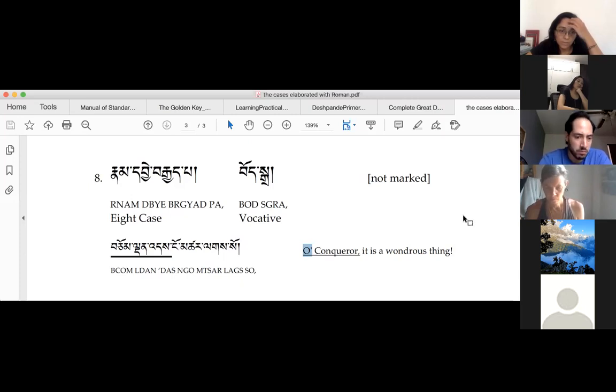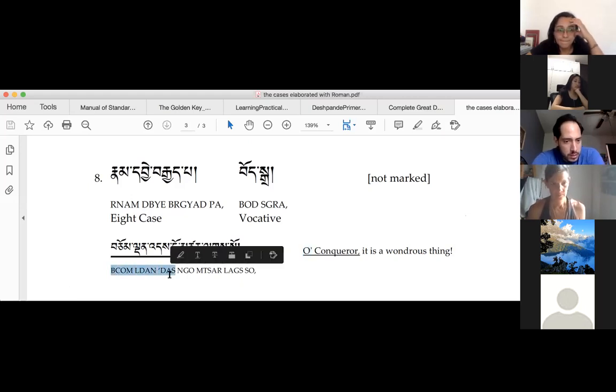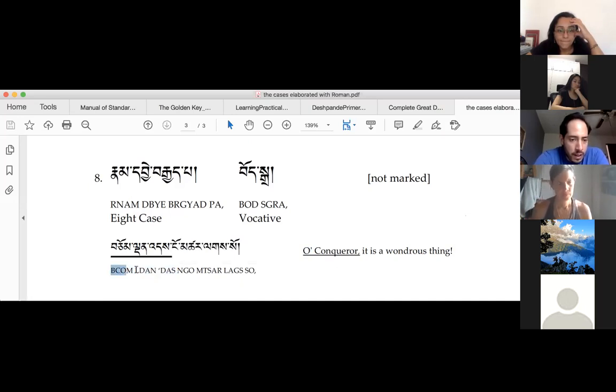Hasso? I don't know. I guess just by the context. Context and its position in the sentence, right? But what position here? Here, it's in the beginning. Okay. O conqueror, something, right?